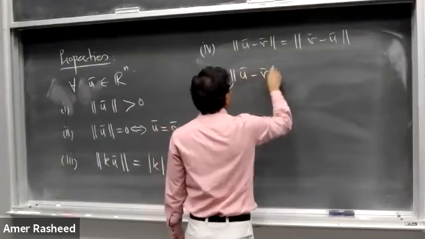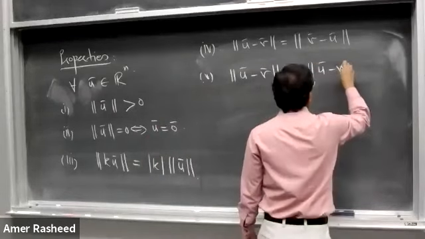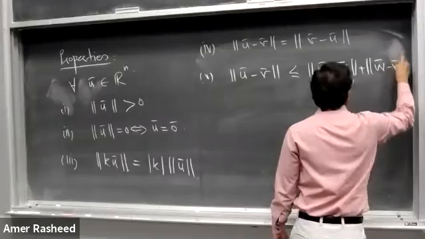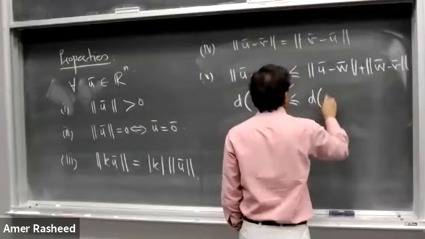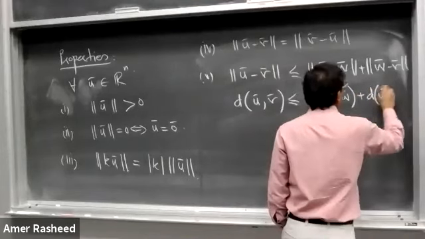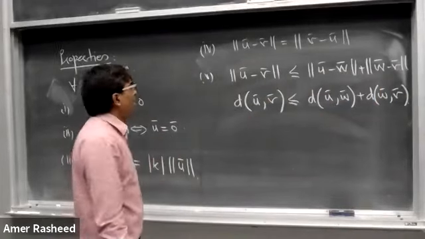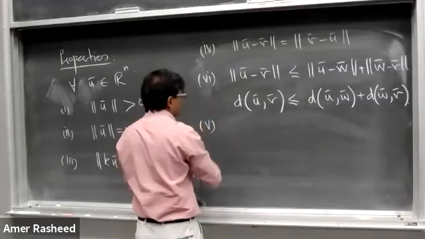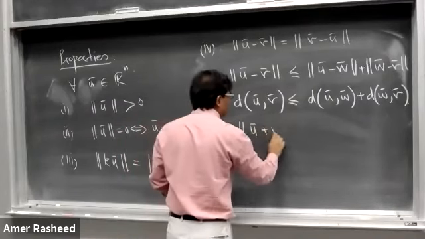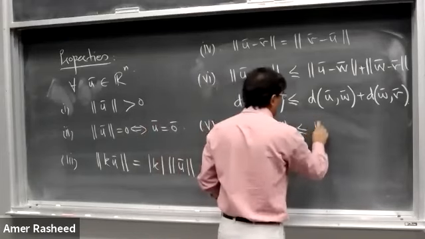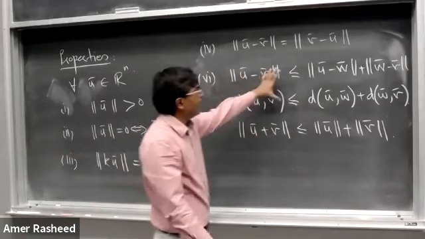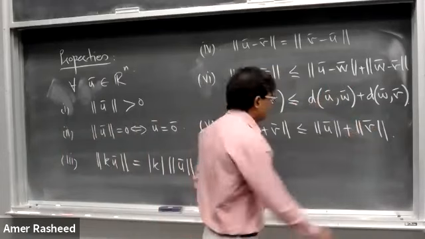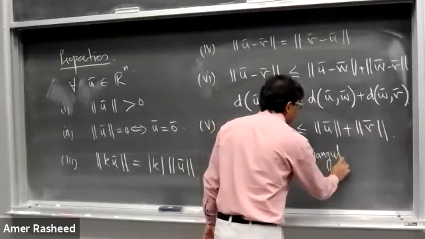Next property is the norm of u minus v is less than or equal to the norm of u minus w plus the norm of w minus v. Or you can write it in this way: d of u,v is less than or equal to d of u,w plus d of w,v. But before this, let me write this one as the sixth one, and the fifth one is this one: for all u, v, the norm of u plus v is less than or equal to the norm of u plus the norm of v. This is the generalization of this property. This property is between the distances, and this is called the triangular inequality.